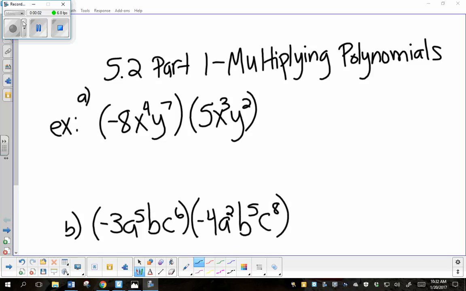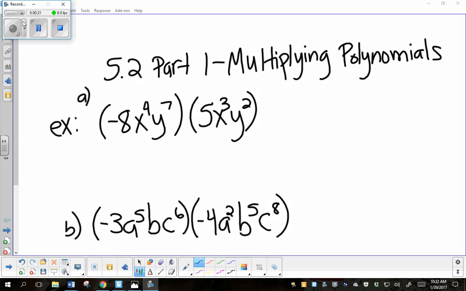These are the notes for 5.2 part 1, and what we're going to be doing today is multiplying polynomials. So in our last notes we were adding and subtracting them. Now we're going to be multiplying, which is a little more complicated, but we'll start out with some simple ones. So pause if you need to get this written down. And I'm going to go ahead and start.